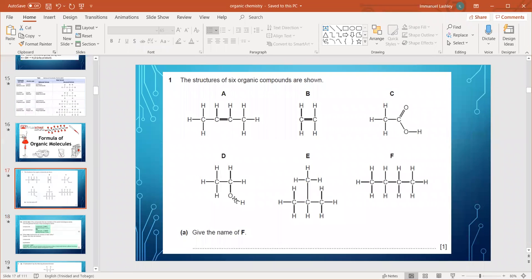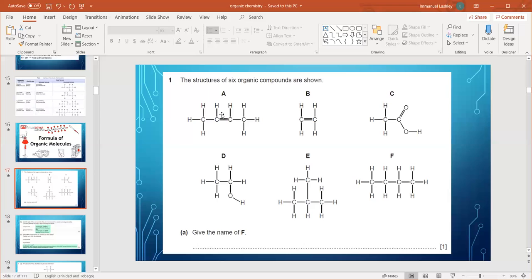So if we go back to 17 and we look, we can see that A has a double bond and B has a double bond. So A and B both belong to the same homologous series. They belong to the same group. And if we go down and we look at E only have single bonds and F only have single bonds. So therefore, E and F also would belong to the same group.